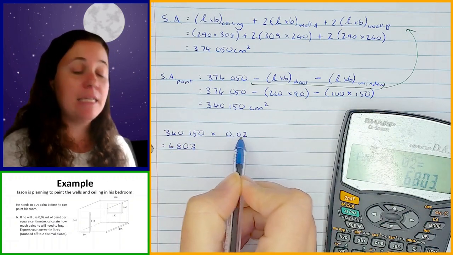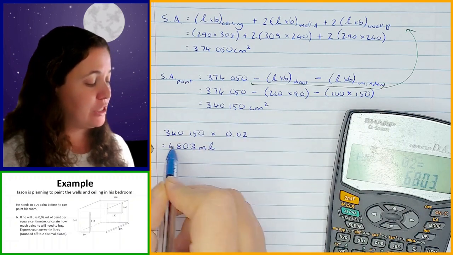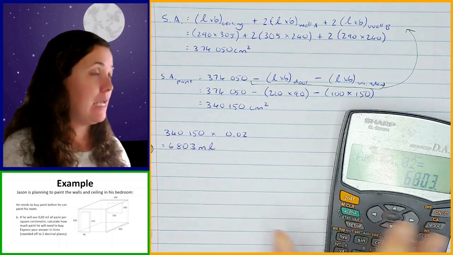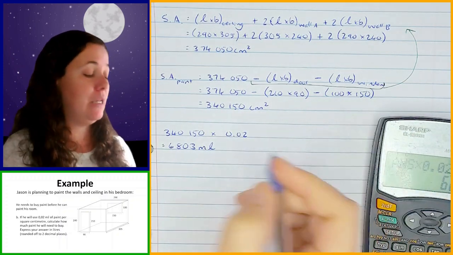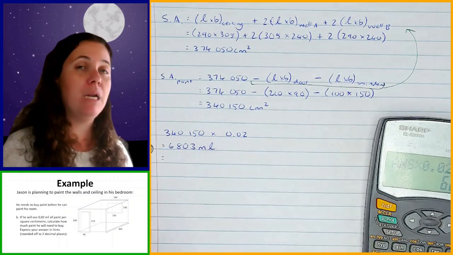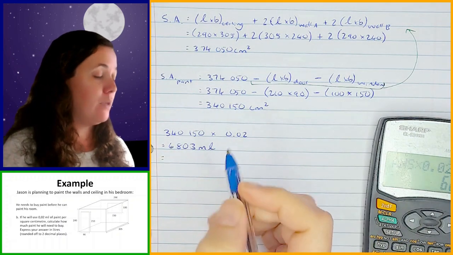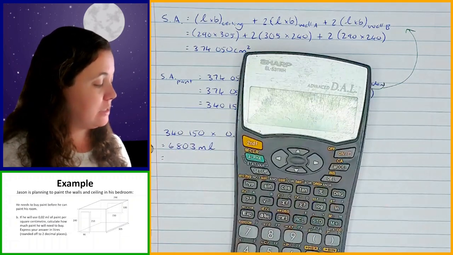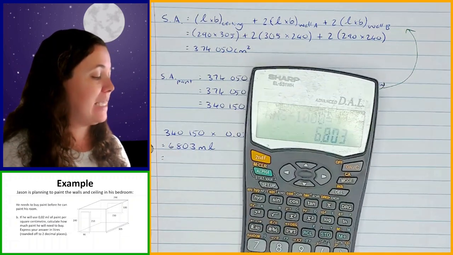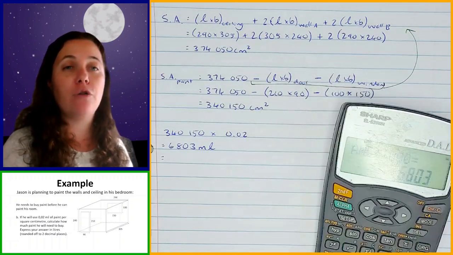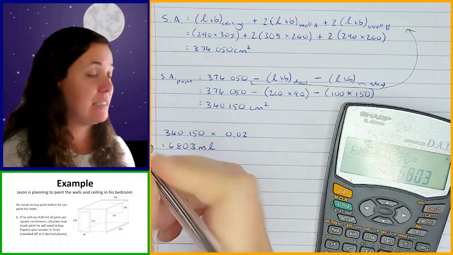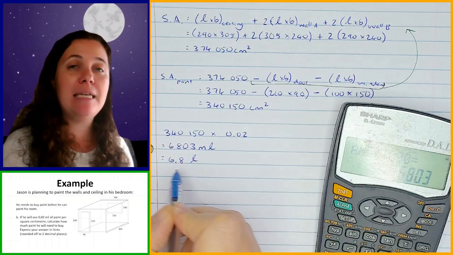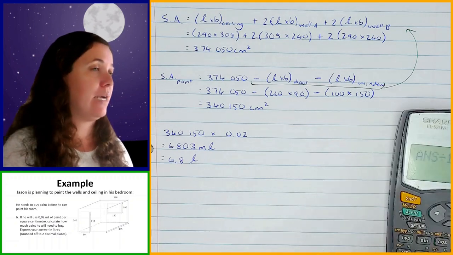Now, this is milliliters, so that means that this is milliliters over there. So that's how much paint he uses in milliliters. But they asked us to give the answer in liters. So how do we convert from milliliters to liters? To convert from milliliters to liters, you're going to divide by 1,000. So I'm going to divide that by 1,000, and that gives me 6.803, and they told us to round it off to two decimal places, so that's going to be 6.80, or just 6.8 liters. So that's how much paint he needs to paint the room, okay?